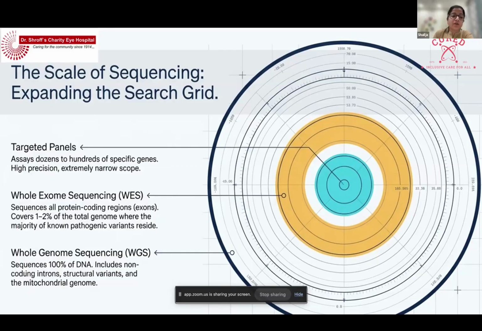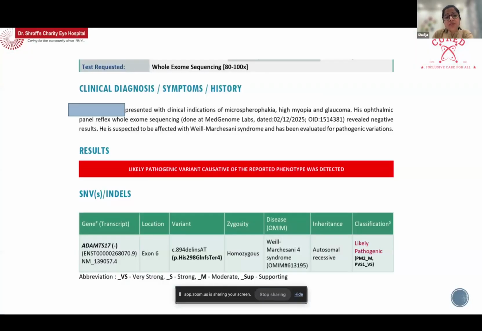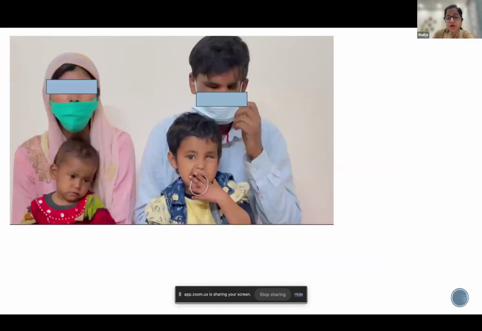Otherwise, if you miss it, then you may go wrong, and every time you order a test, the patient has to pay again. So in this patient, when the whole exome sequencing was done, it came out to be ADAM17, which is type 4 Wilms-Chassani. It is not very common, and that is why it was not covered in that panel test. So you relook at the test again. That is what I wanted to highlight.